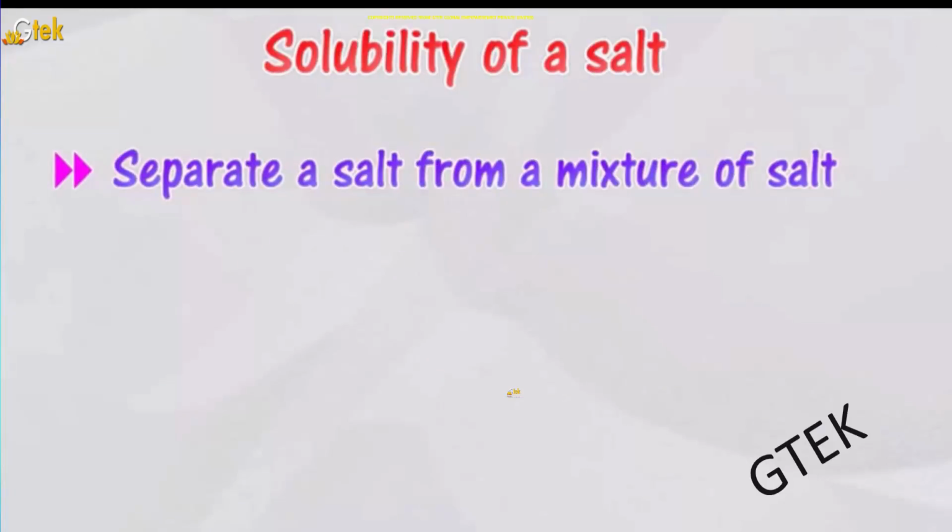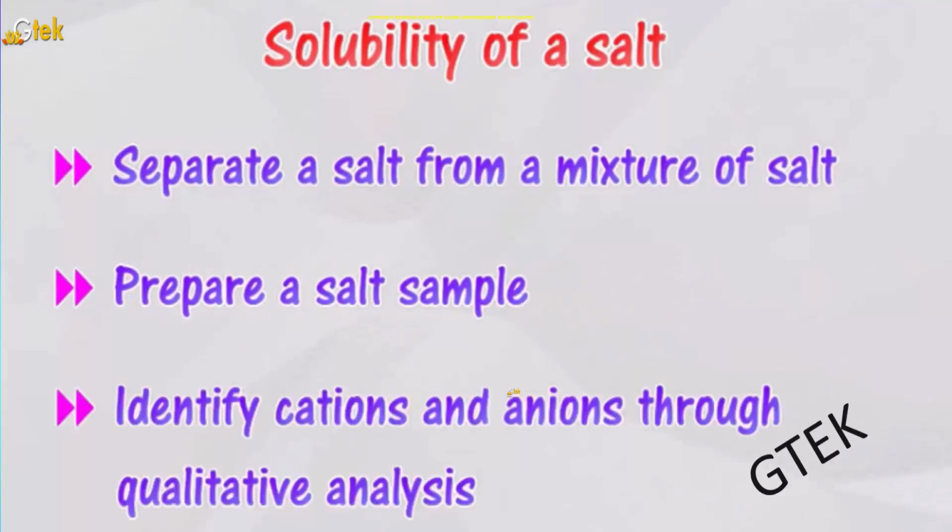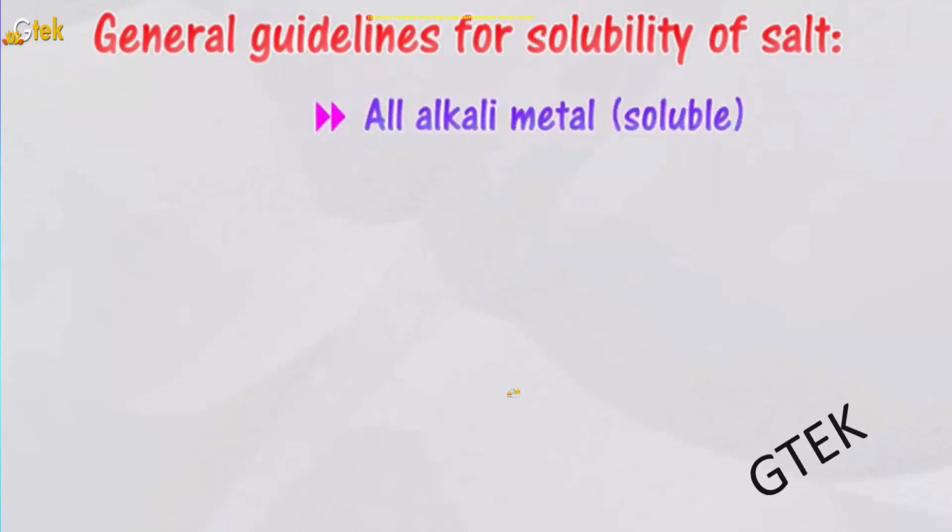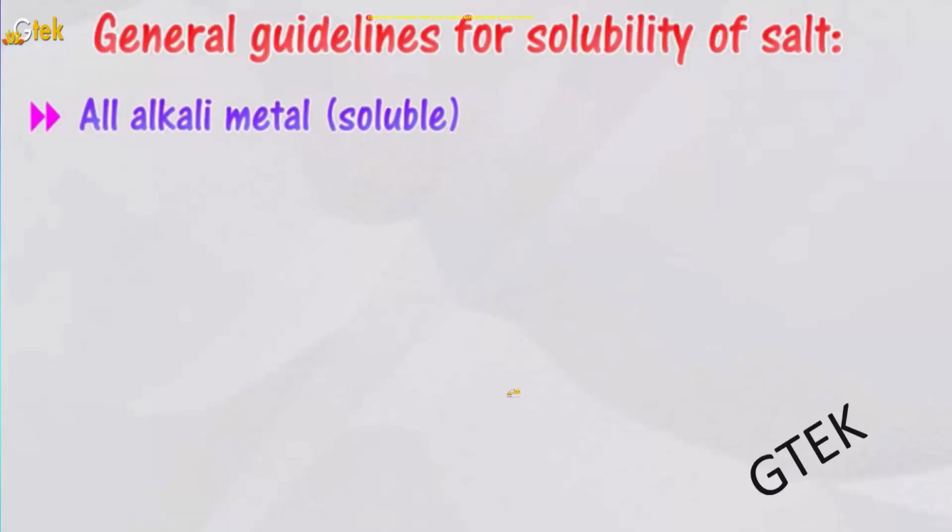If we talk about the solubility of a salt, it separates a salt from a mixture of salts. Maybe preparing a salt sample or identifying the cations. If we talk about the general guidelines for solubility of salt, the following are the general guidelines.